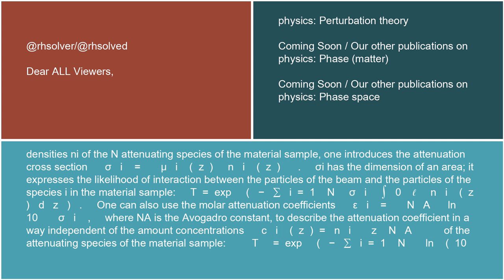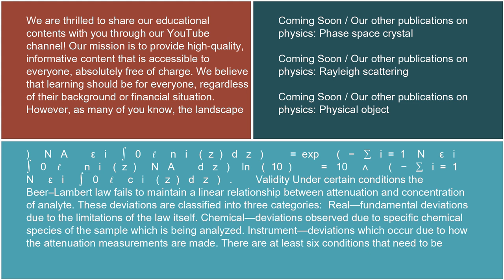One can also use the molar attenuation coefficients epsilon_i equals N_A ln 10 sigma_i, where N_A is the Avogadro constant, to describe the attenuation coefficient in a way independent of the amount concentration c_i(z) equals n_i(z) over N_A of the attenuating species of the material sample. T equals exp of minus the sum from i equals 1 to N of sigma_i times the integral from 0 to l of n_i(z) dz, equals exp of minus the sum of epsilon_i over N_A ln 10 times the integral of n_i(z) dz, equals 10 to the minus the sum of epsilon_i times the integral from 0 to l of c_i(z) dz.